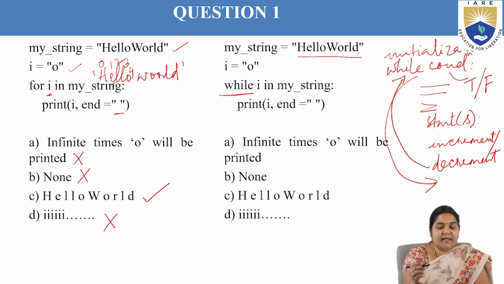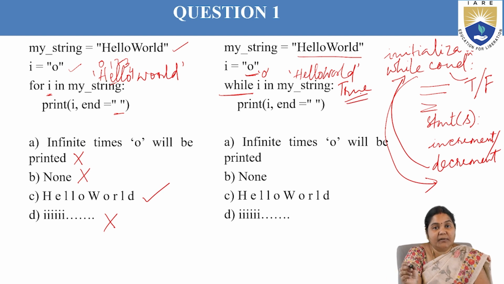Now initially my string contains hello world and I is equal to the character O. While I in my string: is it evaluating to true or false? The value of I is O here and my string is hello world. In this hello world string, is O present or not? Yes. So this evaluates to true. If it is true, then print the value of I. The I value is O, so O will be printed.